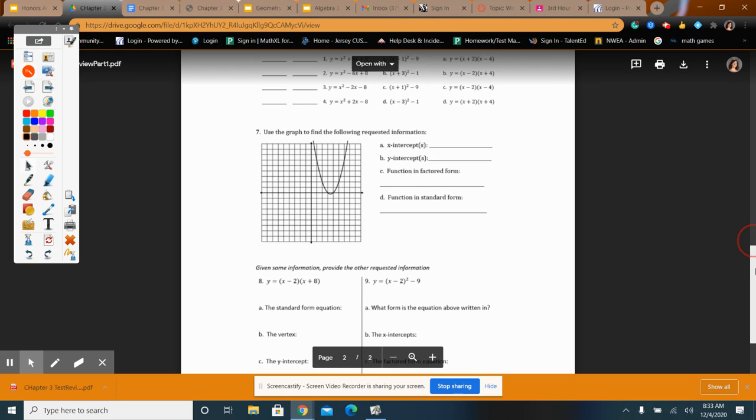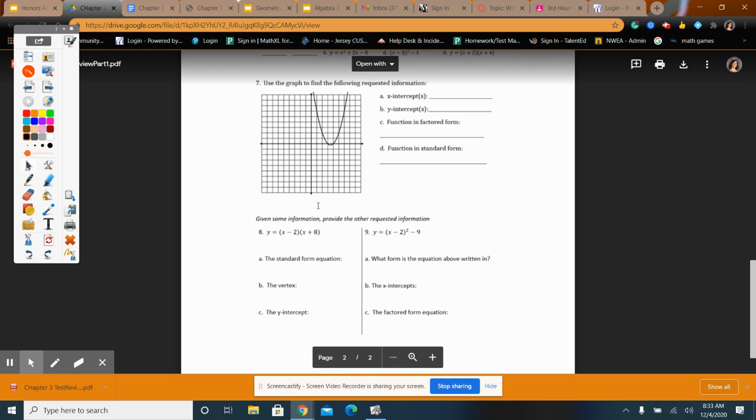Okay. Well, these guys. Use the graph to find the information. My hint to you is not to go in order. You do not have to go in order. Let's look for the x-intercepts. I can clearly see the x-intercepts, so I'm going to go ahead and write those out as pairs.